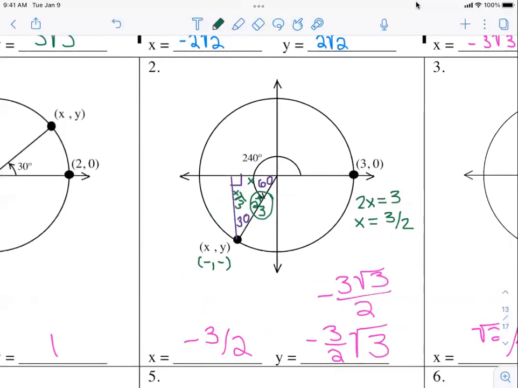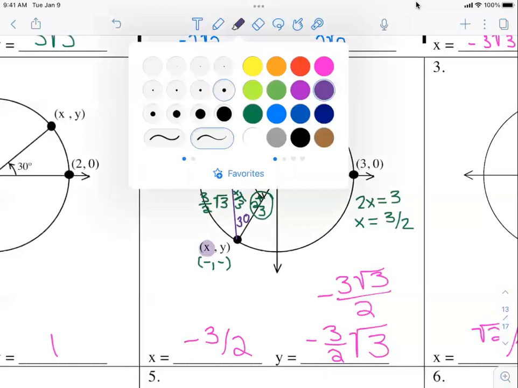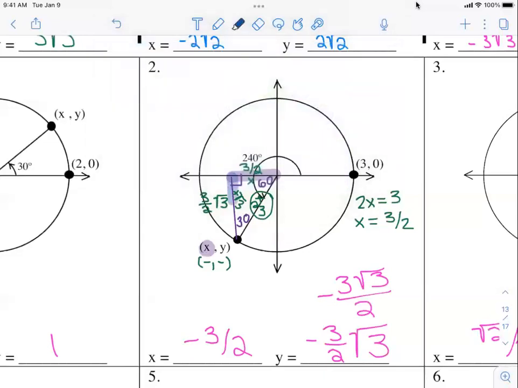So now I'm going to take that 3/2 and plug it in everywhere. This is 3/2, and then this is going to be 3/2 root 3. Now, to find the x, which is the x-axis right here, that's going to line up. It's negative again, so it's negative 3/2. And when you find the y, which is vertical, that's going to be negative 3/2 root 3 because it's going down.